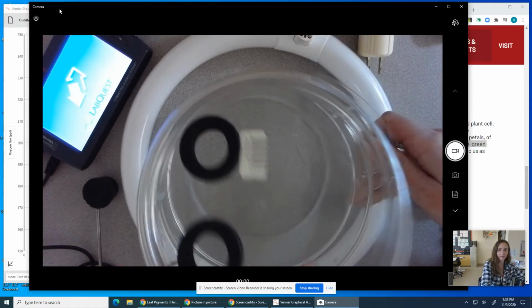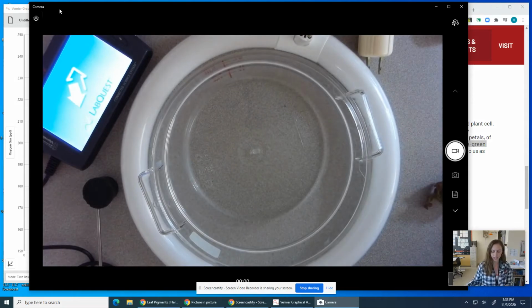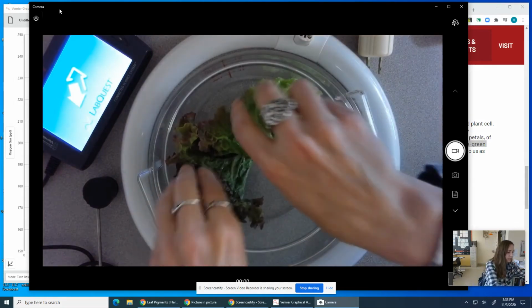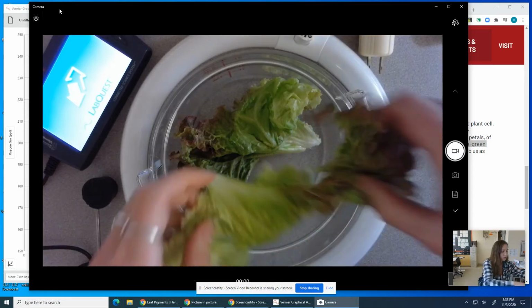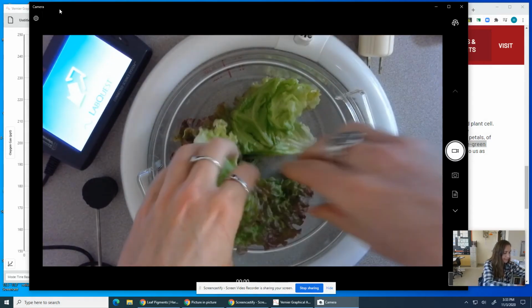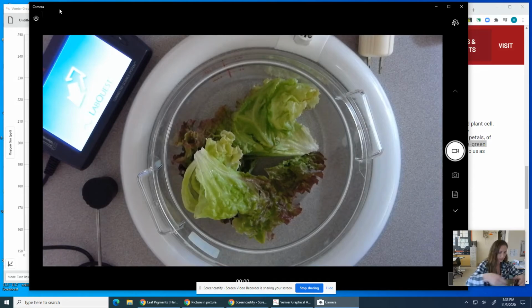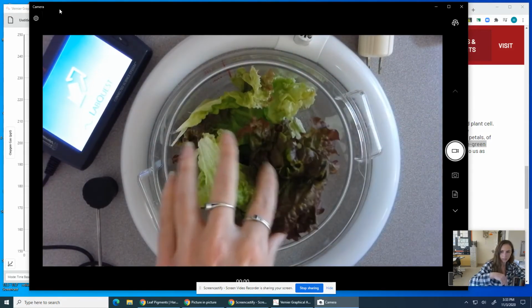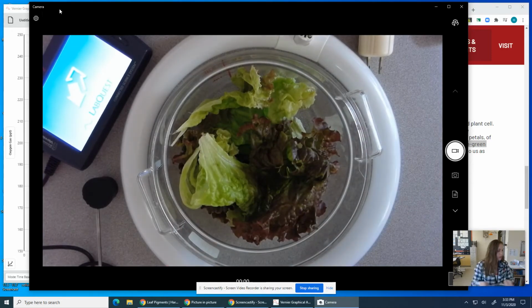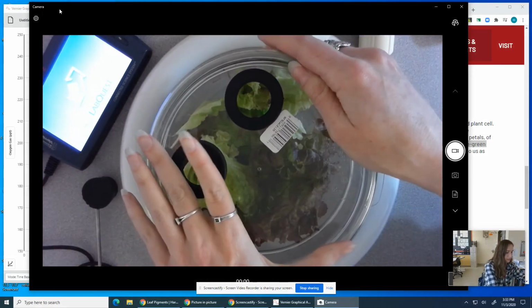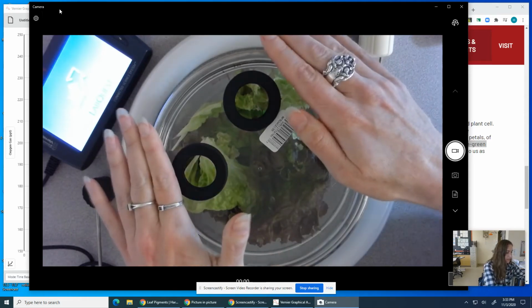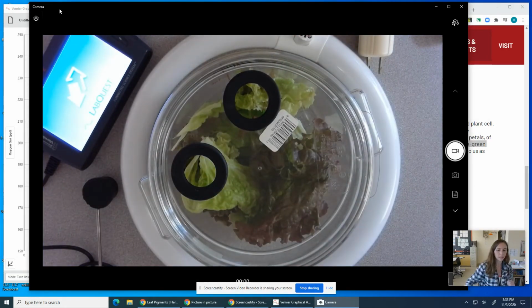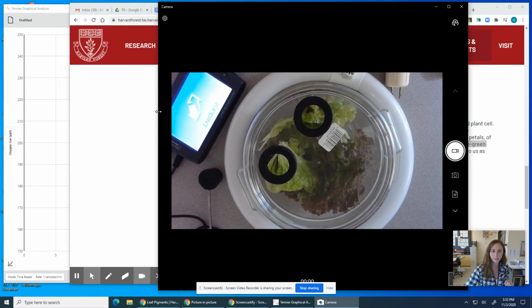So just like before, I have my biochamber. I already weighed out my 40 grams of red leaf lettuce. So I'm just going to place it in the chamber. All right, we've got it in here. We are going to stick the lid on, make sure that is nice and secure. All right, so I'm getting closer.